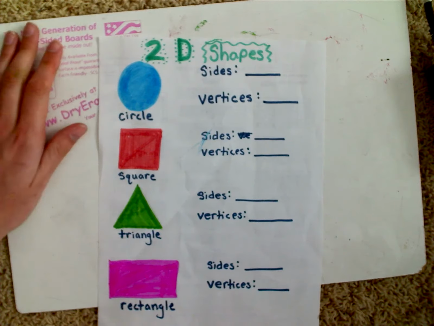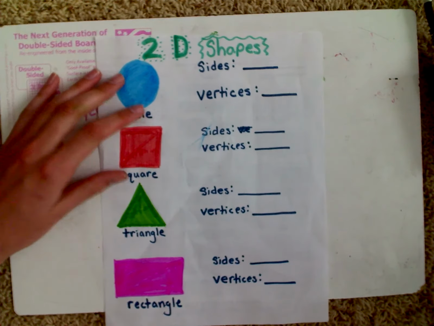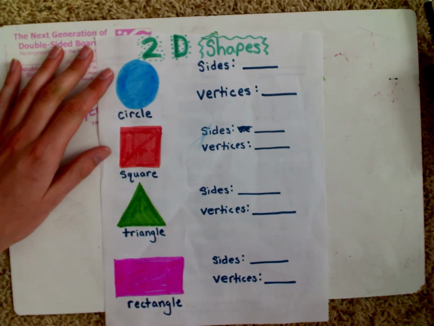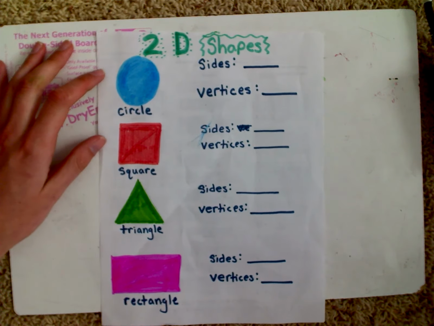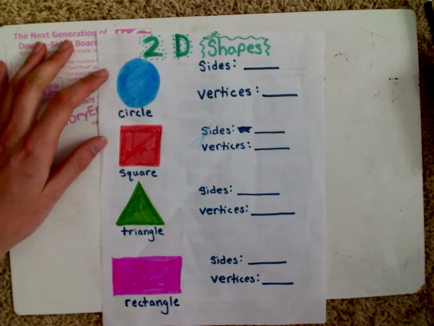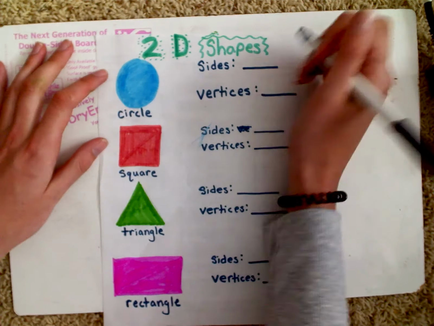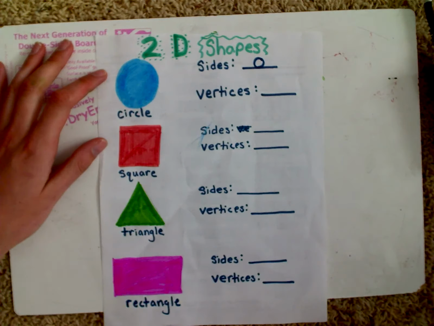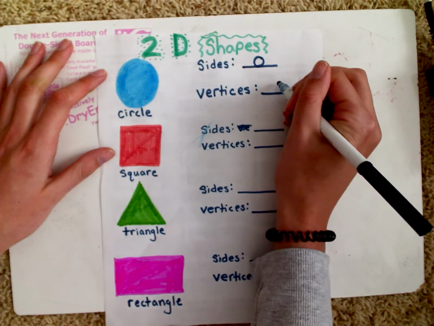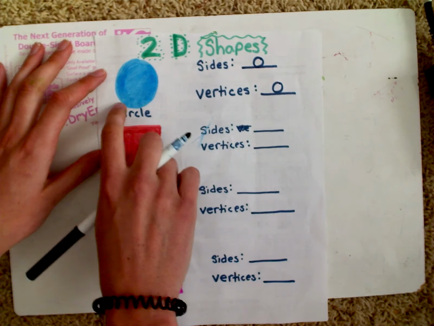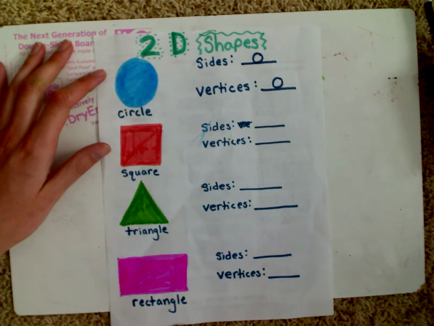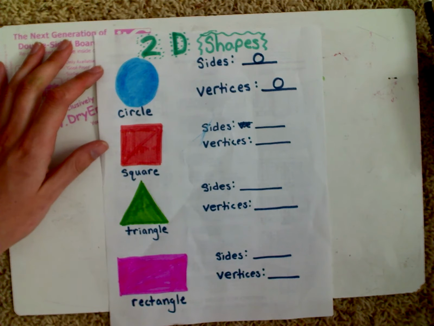So together we're going to count how many sides and vertices each one of these shapes have. So when I look at my circle, we've already talked about this. How many sides does a circle have? You're right, it has 0, which means that it also has 0 vertices. There are no edges or points on this circle, which means there are no sides or vertices.